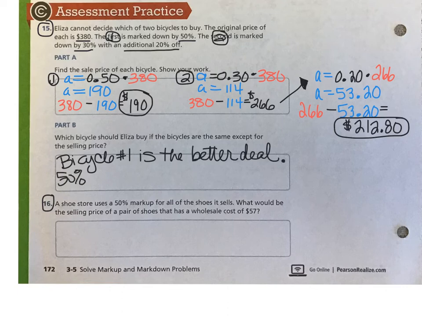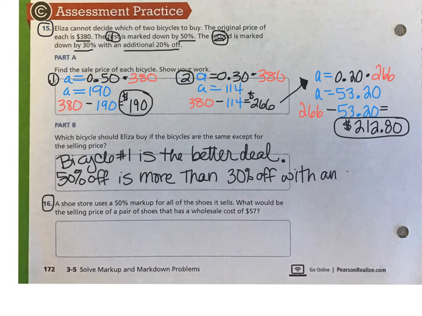50% off is more than 30% off with an additional, oops, that's not what I wanted to write. Let's try that again, with the additional 20% off. Even though 30 plus 20 makes 50, it's not the same discount amount.